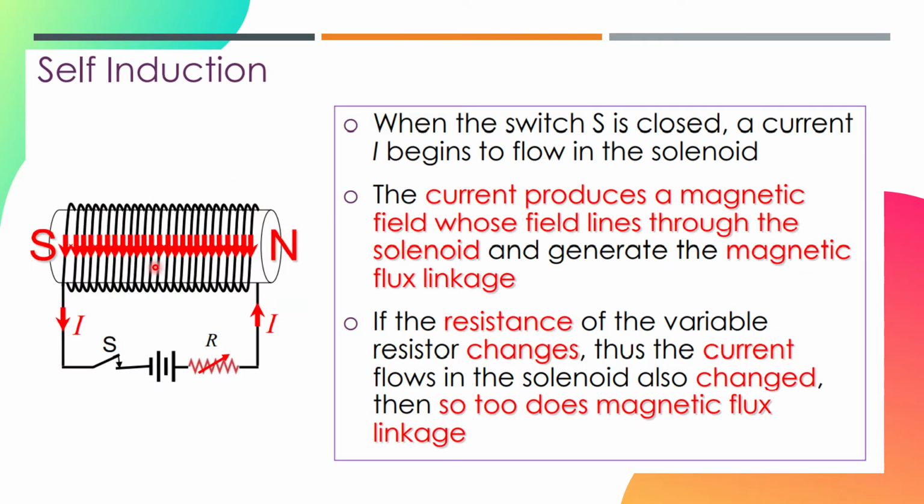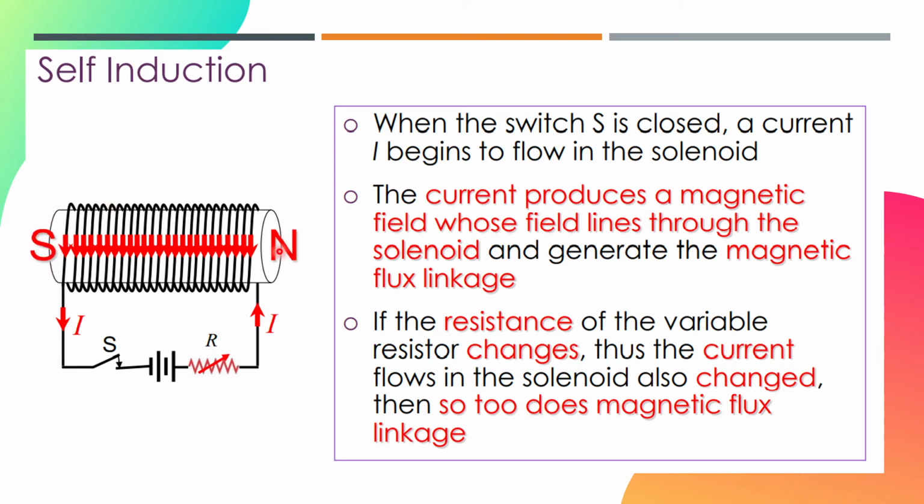So here we have a solenoid that is connected to the battery. What happens when the switch S is closed is that the current will start to flow in the solenoid. Initially, the red color of current here is the original flow of current in the solenoid. The current produces a magnetic field whose field lines go through the solenoid and generate the magnetic flux linkage. So you can see here the right side of the solenoid is the north pole and this is the south pole.